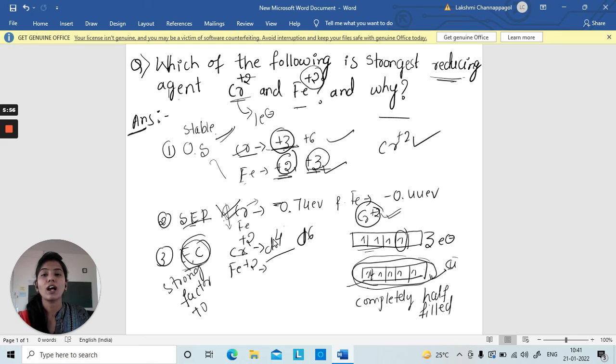That's why our answer is chromium plus 2 is the strongest reducing agent, and the reason is that plus 3 is the stable oxidation state of chromium. That's why it can easily lose one electron and come to the plus 3 stable oxidation state. Iron is already present in a stable oxidation state, so it won't easily lose its electron to become the plus 3 oxidation state.